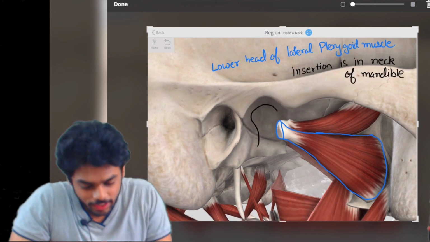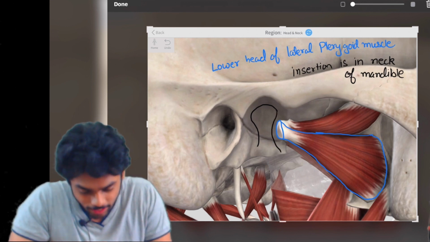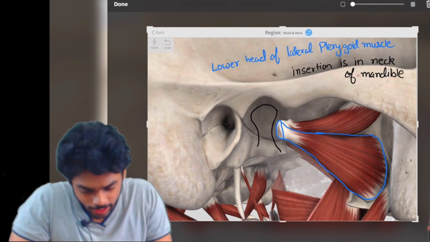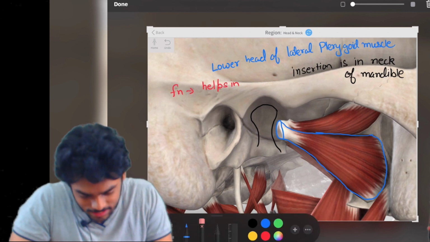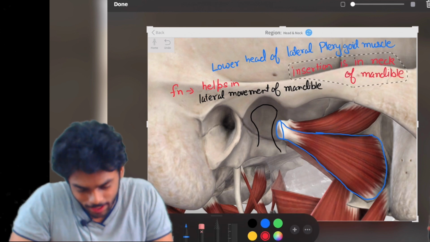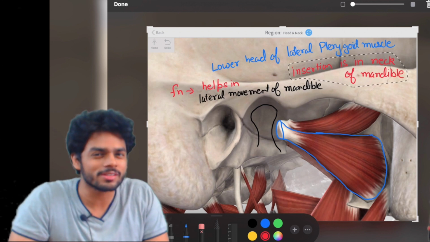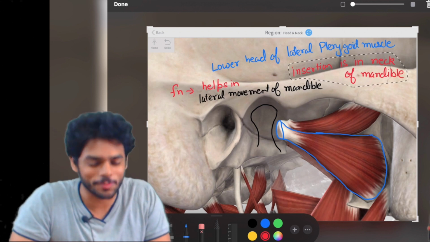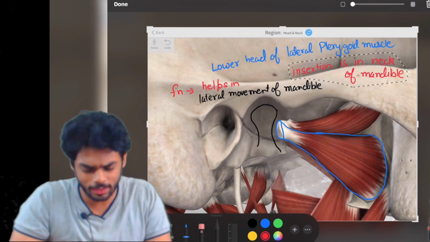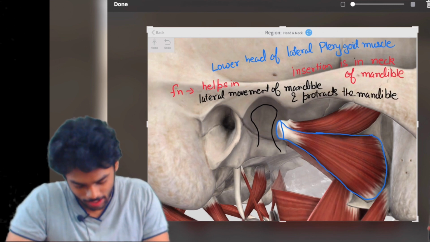This lower head of the lateral pterygoid muscle has its insertion in the neck of the mandible. See here the mandible. Let me draw the condyle of the mandible, and here is the neck part. Can you see the neck part of the mandible? Yes. To this neck part, the lower head of the lateral pterygoid muscle is attached. It helps in the lateral movement of the mandible, like this. Can you appreciate the lateral movement of the mandible? Yes. And it also helps in protruding the mandible. Okay, it looks funny. It protracts the mandible. Okay.